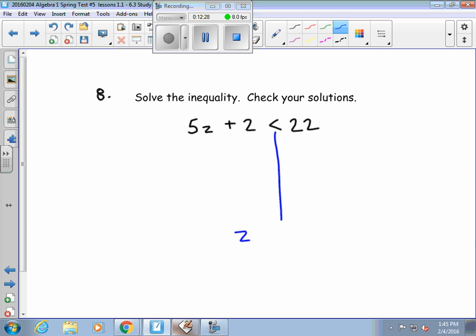You treat it the same way. It's on the left side already. Subtract 2 on both sides. Go a little bit quicker with this one. 22 minus 2 is 20. You have 5z. All we did was subtract, so we leave the inequality like it is.